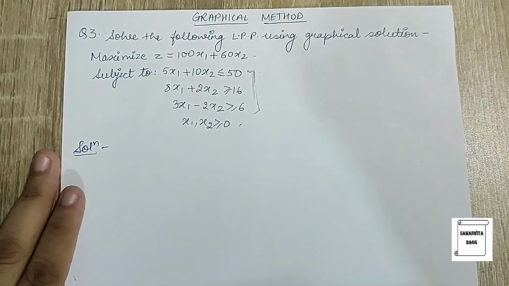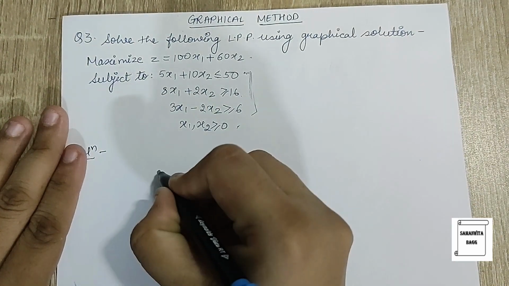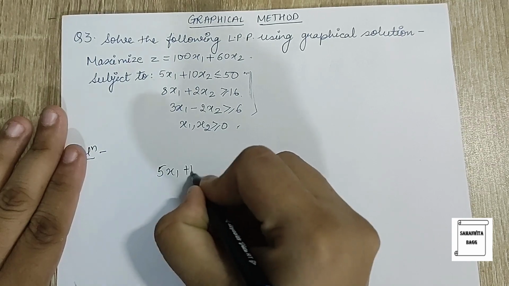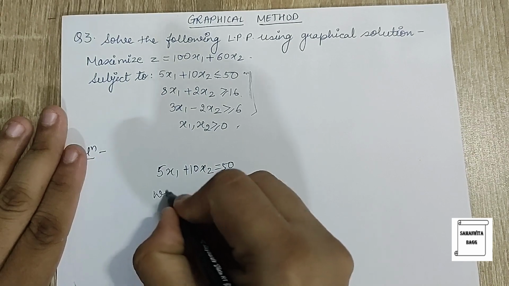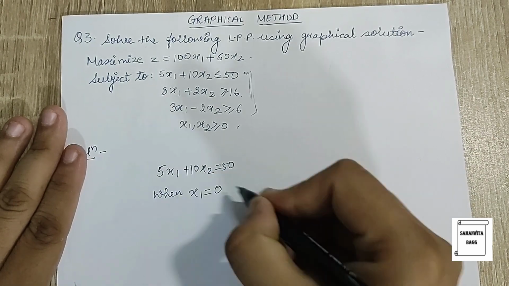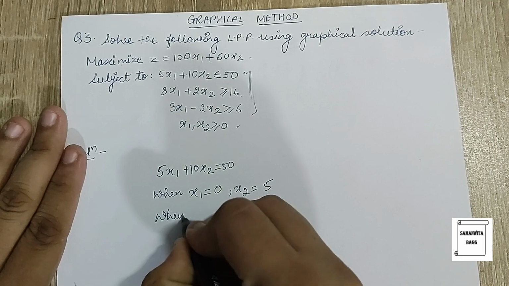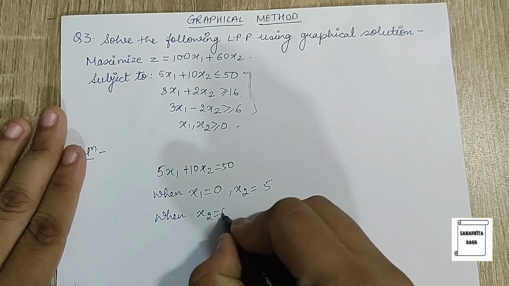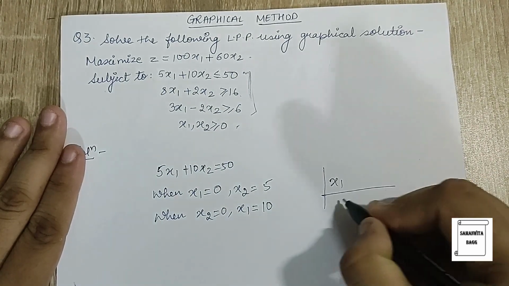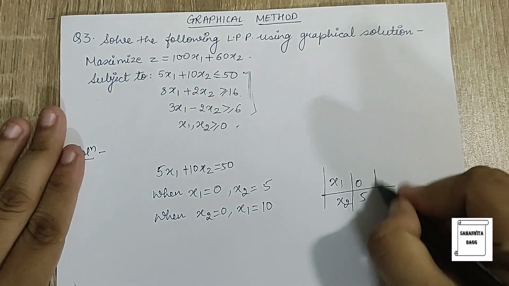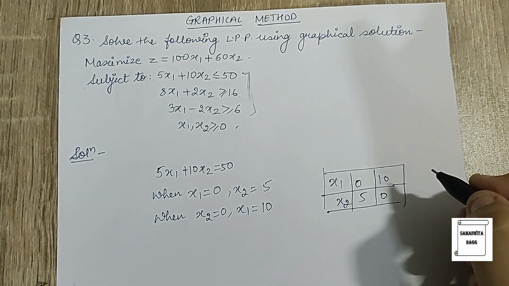So we will start by using the first equation. We will convert the inequality into an equal sign. So the first equation is 5x1 + 10x2 = 50. When I substitute x1 = 0, I'll get the value of x2 as 5, and when I substitute x2 = 0, I'll get the value of x1 as 10. So these are the 2 points that I will be plotting on the graph.